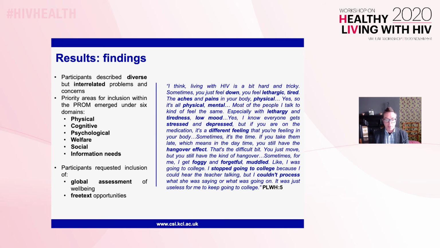So in terms of what we found in this work, well, first of all, patients and participants in the research describe very diverse but interrelated problems and concerns. And there are 6 domains primarily that they wanted to be included in the PROM. Those were physical concerns, cognitive concerns, psychological concerns, issues around welfare, social needs, and information needs.